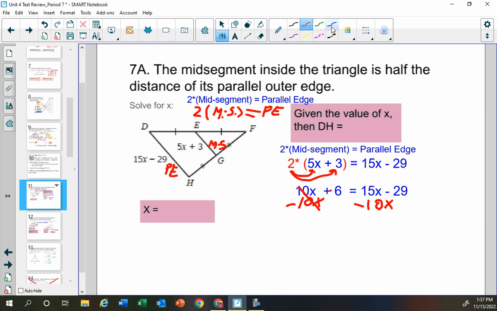So we're left with 5x minus 29. Okay, then, because you already moved the variable, don't move that variable again. Whichever side you move the variable, you're going to take the constant and move it to the other side.